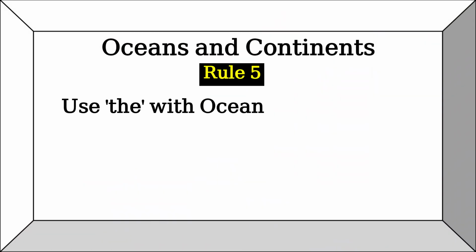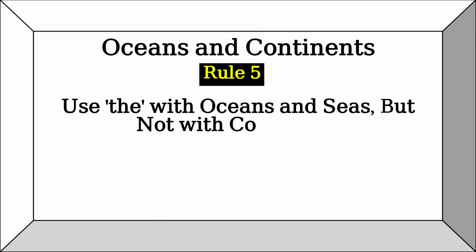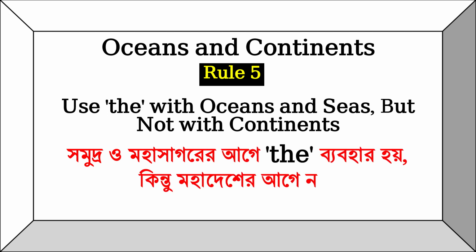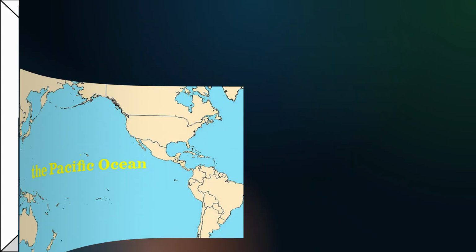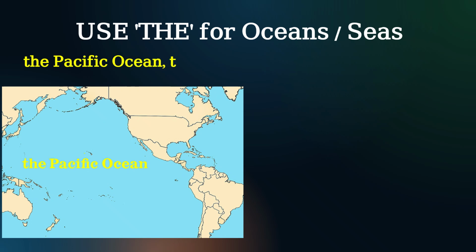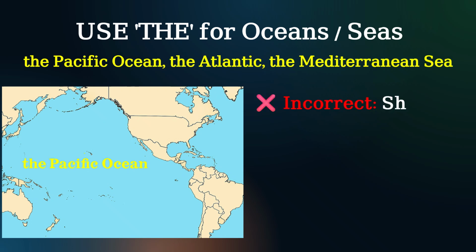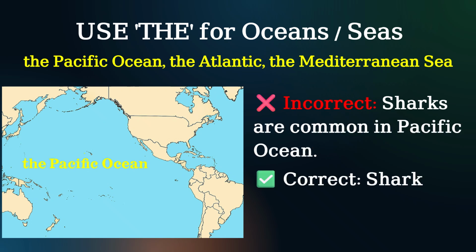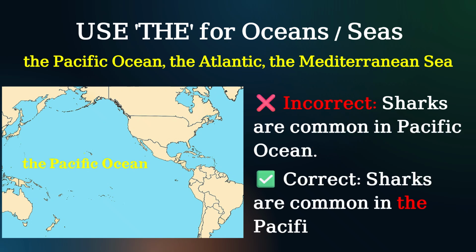Rule 5. Use "the" with oceans and seas, but not with continents. সমুদ্র ও মহাসাগরের আগে ডি ব্যবহার হয়, কিন্তু মহাদেশের আগে নয়। So use "the" for oceans or seas. For example, the Pacific Ocean, the Atlantic, the Mediterranean Sea. Incorrect. Sharks are common in Pacific Ocean. Correct. Sharks are common in the Pacific Ocean.